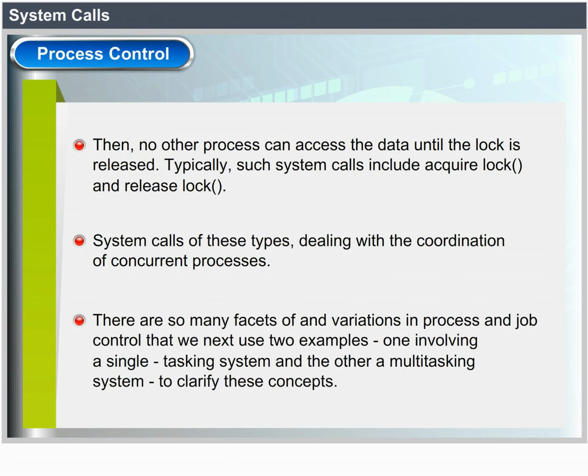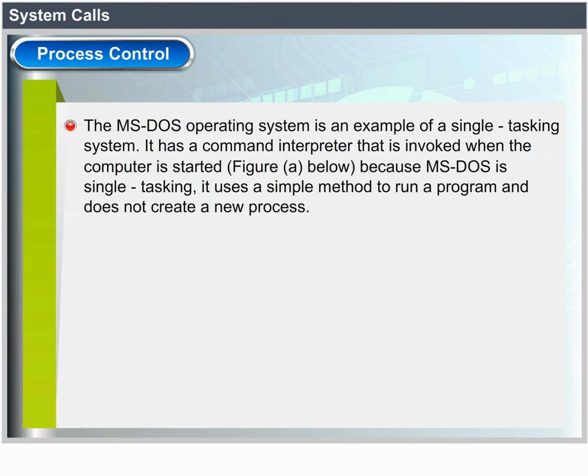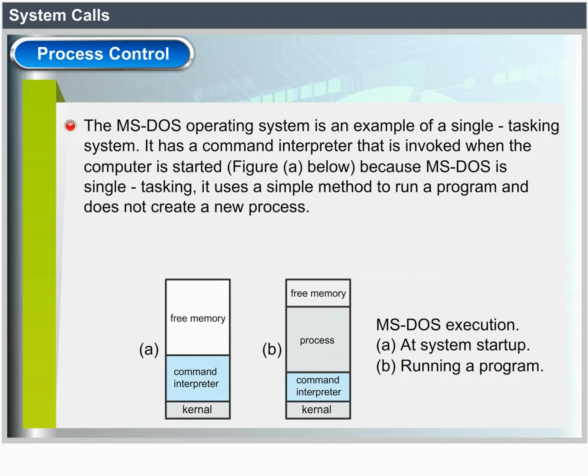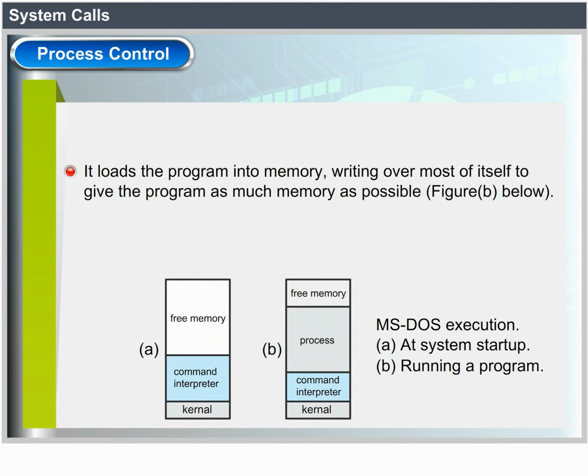The MS-DOS operating system is an example of a single tasking system. It has a command interpreter that is invoked when the computer is started, as shown in figure A below. Because MS-DOS is single tasking, it uses a simple method to run a program and does not create a new process. It loads the program into memory, writing over most of itself to give the program as much memory as possible, as shown in figure B below.